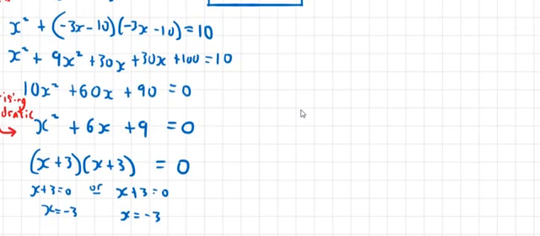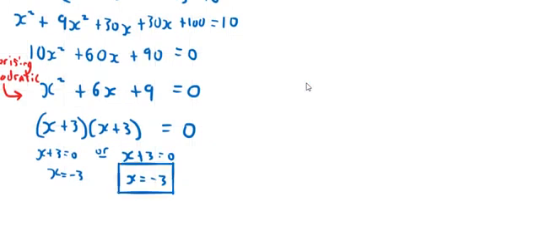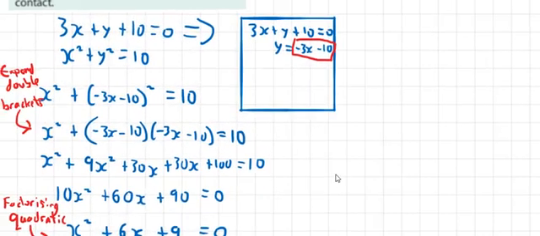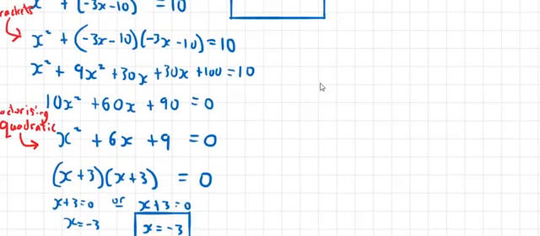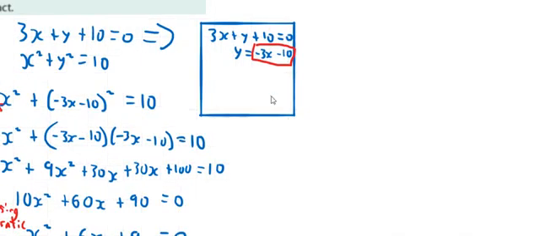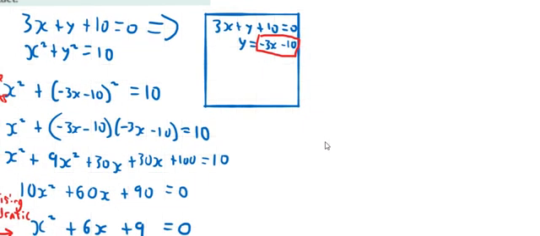So I've worked out my x coordinate. X is minus 3. Therefore, you need to go back and sub in to find out your y coordinate. So I found back up here in my box that y equals minus 3x minus 10. So you can go back and you can use either equation and just sub back in.